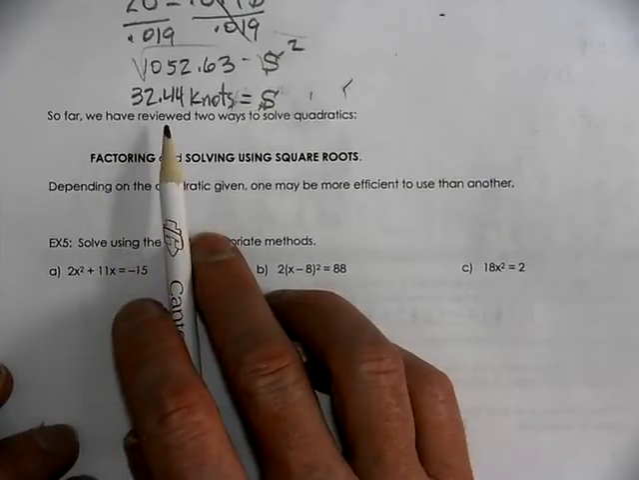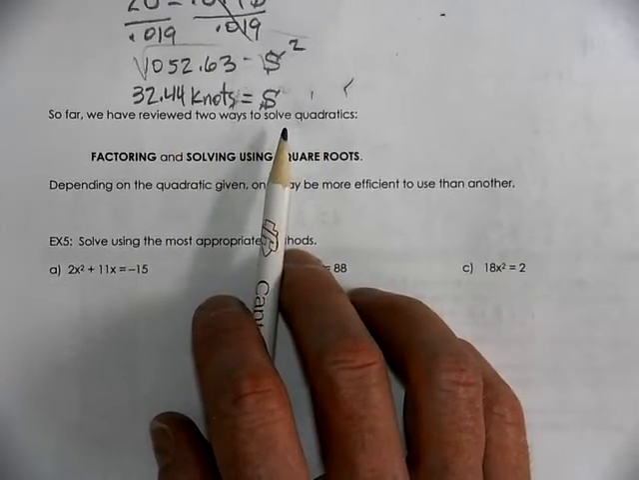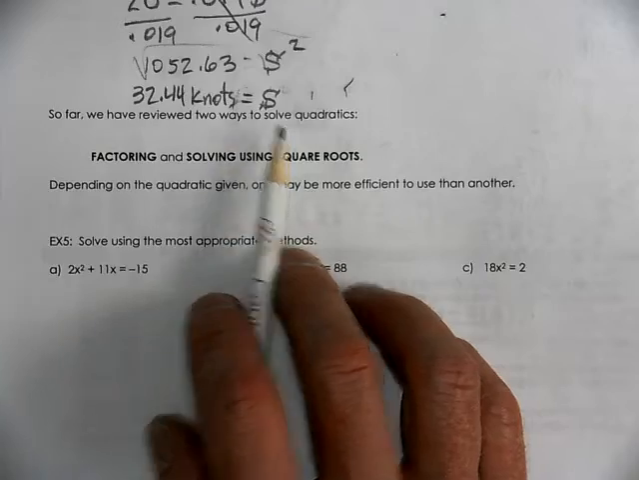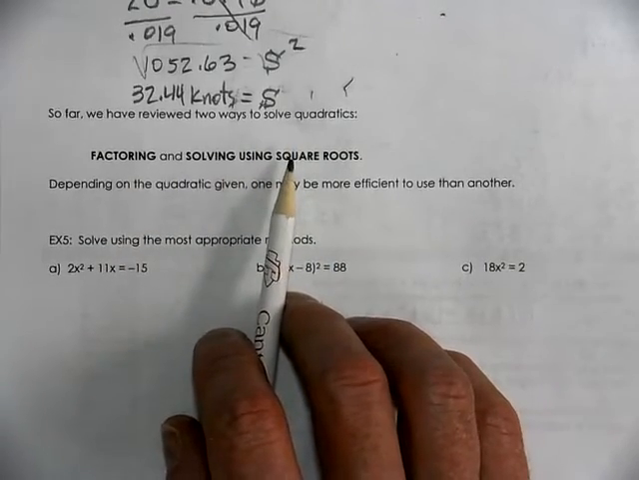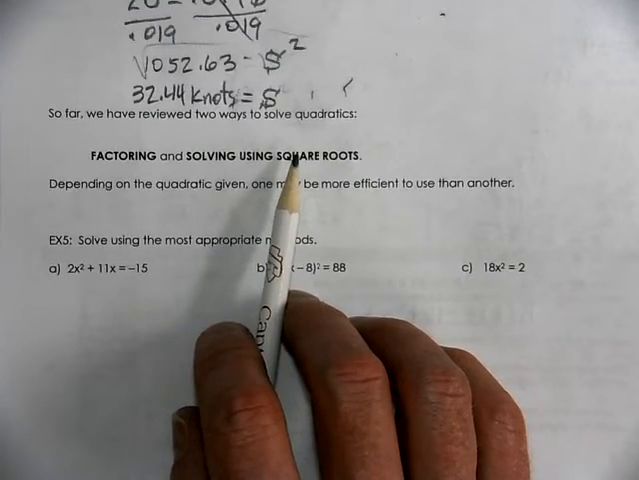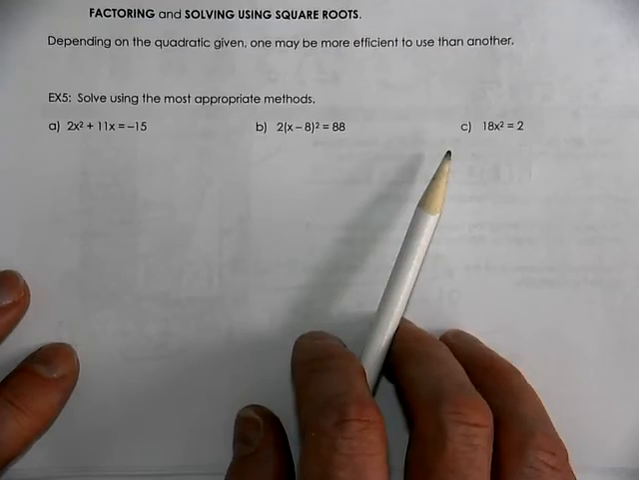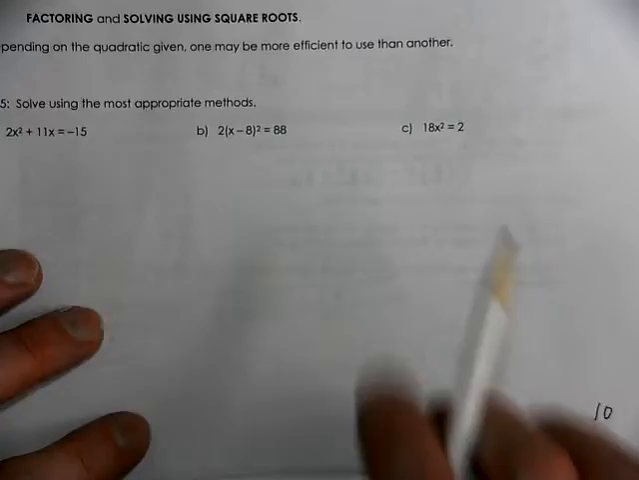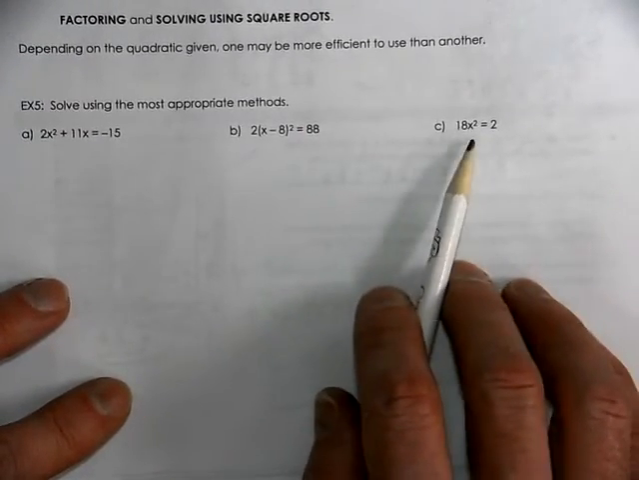All right, so far we have reviewed multiple ways on solving quadratics. We have used factoring. We have used solving with square roots. Theoretically, we could use graphing. When does it cross the x-axis? That is another way. So depending on how the equation is written, you're going to solve it differently. So I look at this one here, and I notice there is no b value involved.